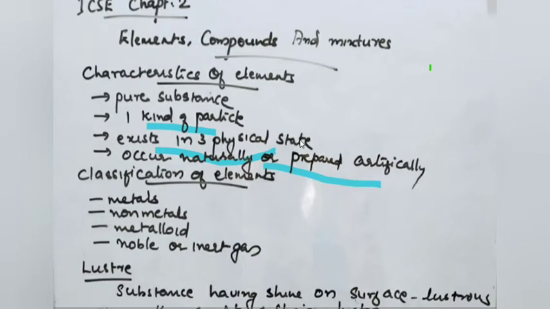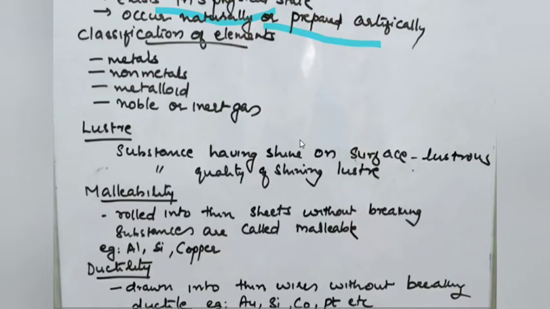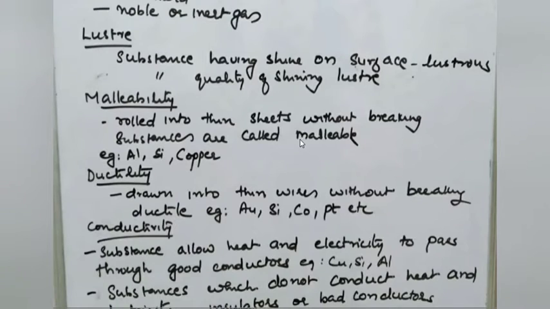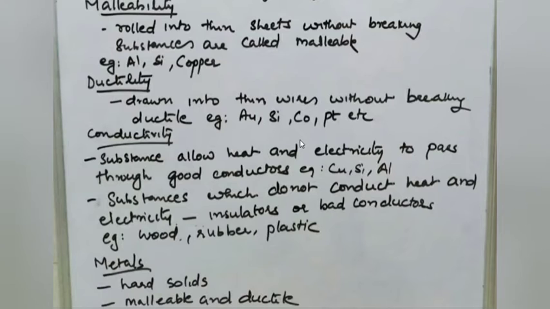So, talking about the characteristics of elements, we are told that they are pure substances and exist in three states, occurring naturally or prepared artificially. Then the classification includes metals, non-metals, metalloids and noble gas or inert gas. First, the properties of metals include the lustrous property, malleability and ductility, that is, they can be spread into thin sheets or rolled into thin wires. Then about conductivity, metals which conduct heat are good conductors and those which do not conduct heat are bad conductors. Examples are given here.